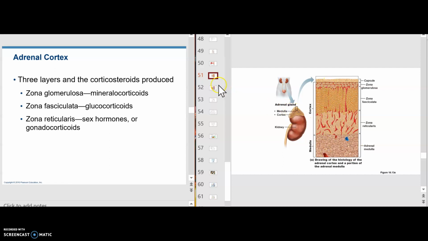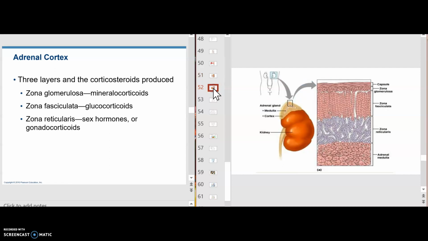Okay, so here's the gland. Let's look at another picture. Here again, here's the capsule. Here's the Zona Glomerulosa cells. You can see the Zona Fasciculata and the Zona Reticularis sitting right there. As I alluded to, they originated from separate areas.